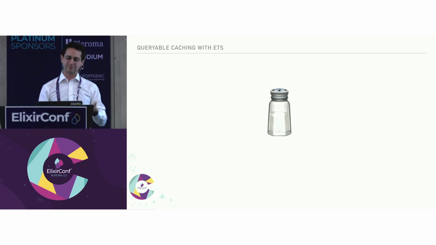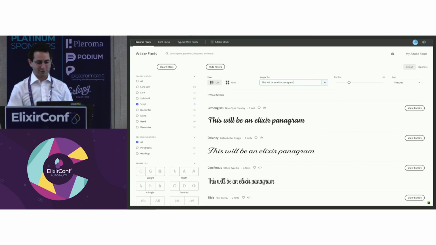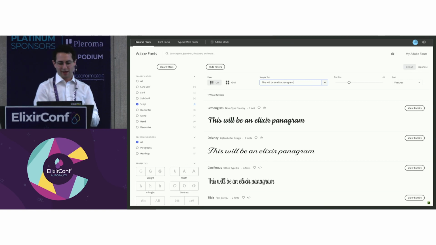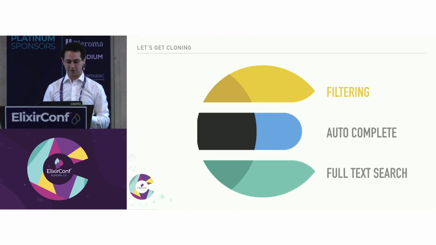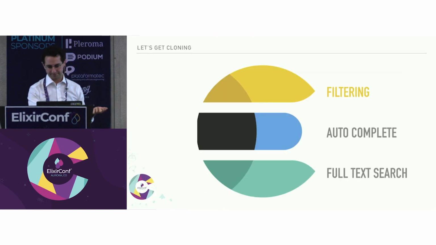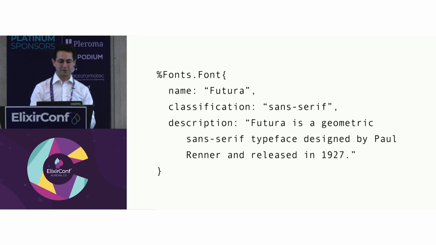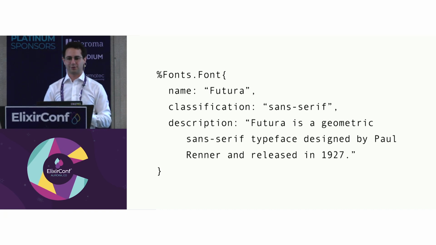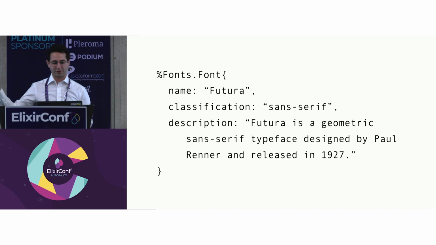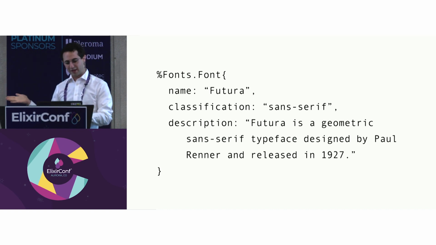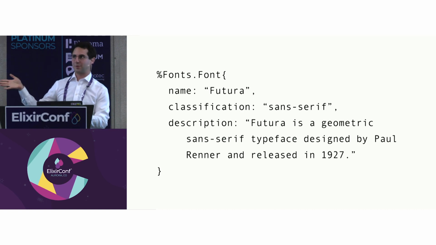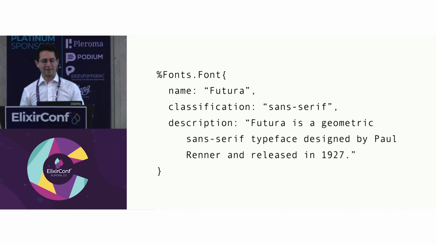Is this a good idea? Let's bring our salt and find out. So back to Adobe Fonts. We have filters, the search bar, auto-completion, and full text search. So let's look at some filtering. Pretend you have a record like this coming out of your Ecto repository. This is a font struct. It contains, in our example, the name of a font, the typographical classification, and then a description.